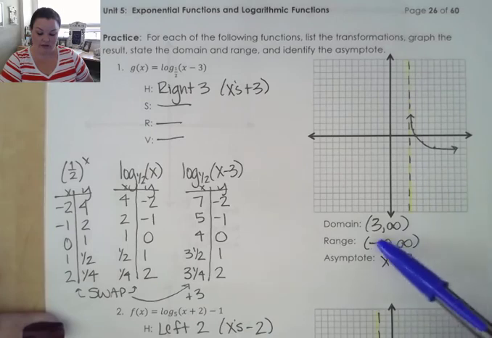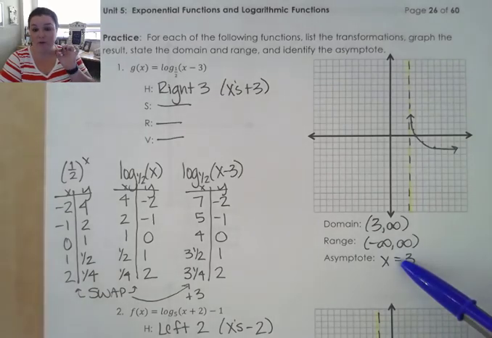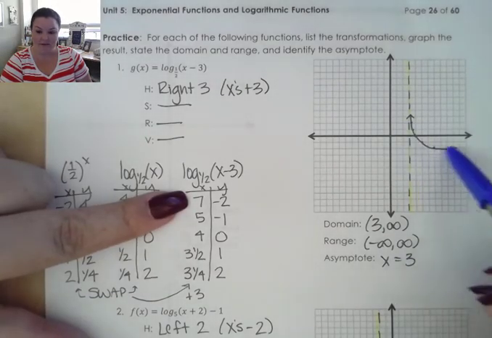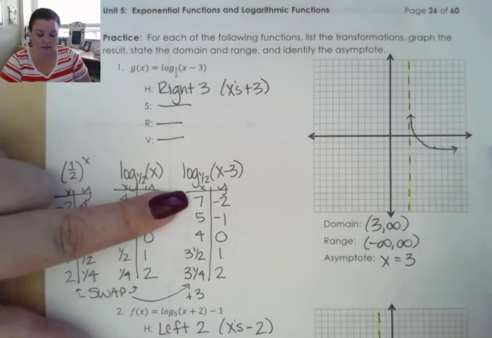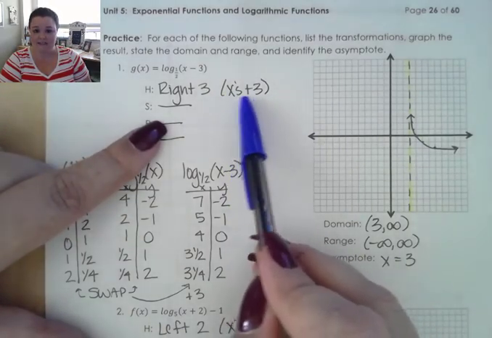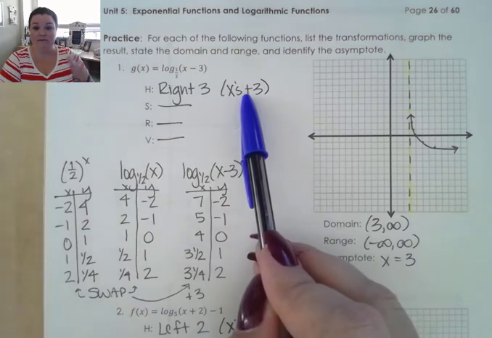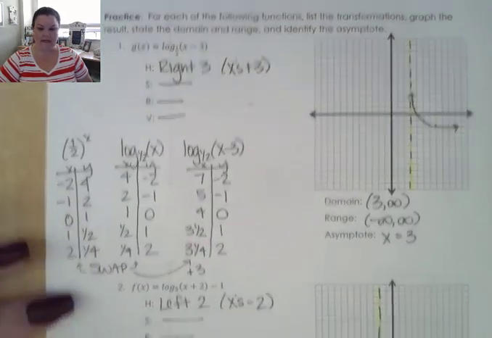Okay, so our domain is 3 to infinity. Our range is all real numbers. Our asymptote is at x equals 3. Again, if you were graphing this one on MyMathLab, you would select the graph that looks like a log. So it's either going to look like this or it's going to look like this, right? And then all you're going to do is adjust the horizontal axis to positive 3 to move it to the right 3. Okay?